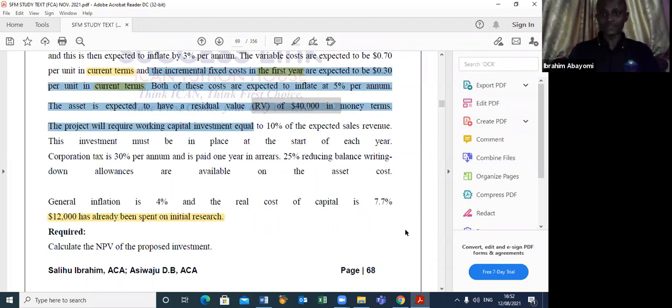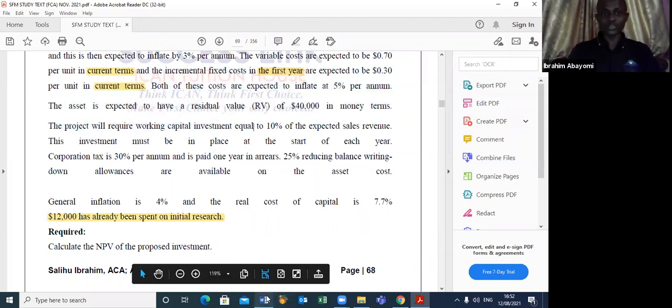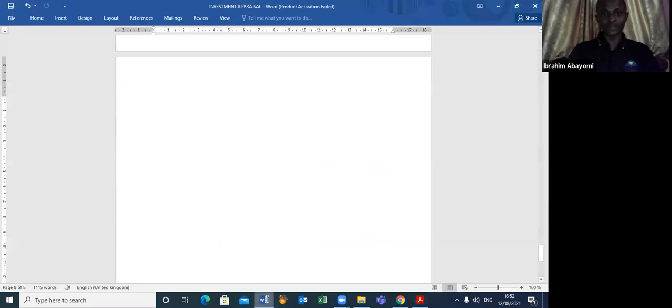So let us attempt to solve this question. We are going to year 4, year 5. Example 6, CBS Co. Computation of NPV of the project.